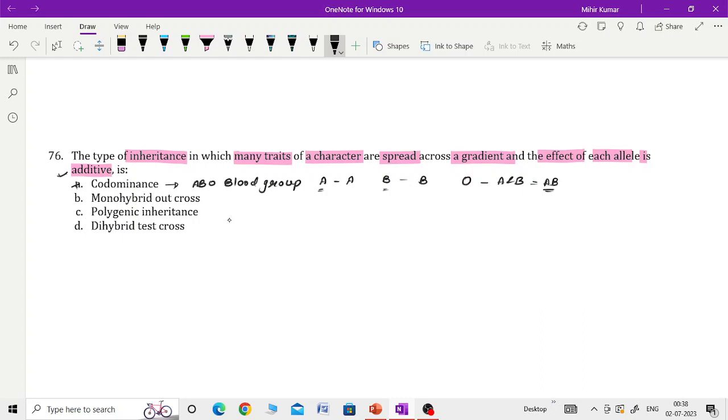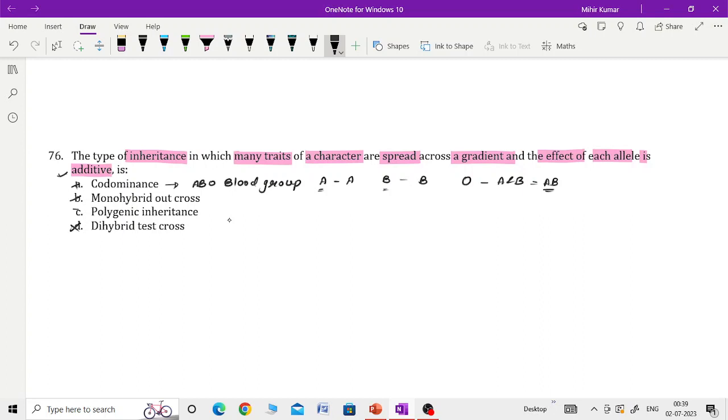Monohybrid cross is also not additive. Means Mendel's law is not additive. They show that one gene is dominant and another is recessive. When the dominant allele is present, the phenotype is shown by that allele, not by the other allele, and the recessive allele only represents its phenotype when present in the homozygous condition, means small t. And dihybrid cross is also not of additive nature and not spread in a gradient.